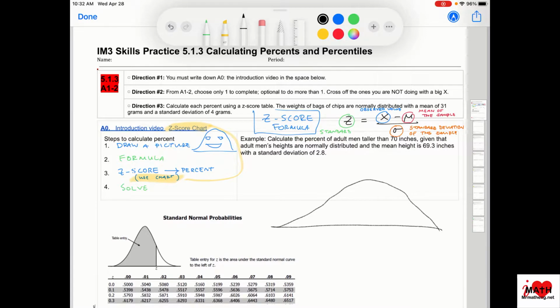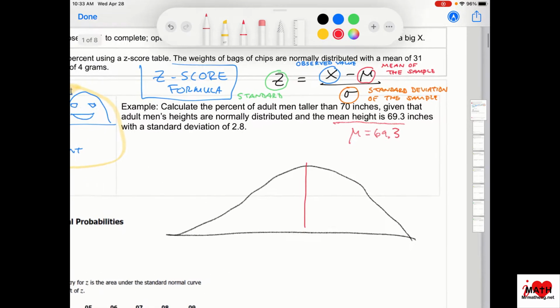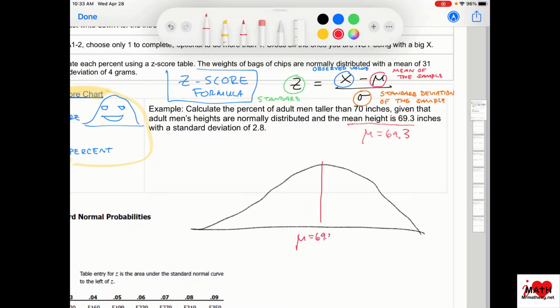Okay, then I'm going to look for the measure of center. The measure of center is my red one, which is the mean. So there I see the mean height. Again, that goes right in the middle. So step number 1, I'm just drawing my picture. Then I'm going to use the standard deviation, which is orange. Remember, this would be a +1 standard deviation or +2.8. So let's write that. Standard deviation is 2.8. And the observed value is 70. So in our example, x equals 70.